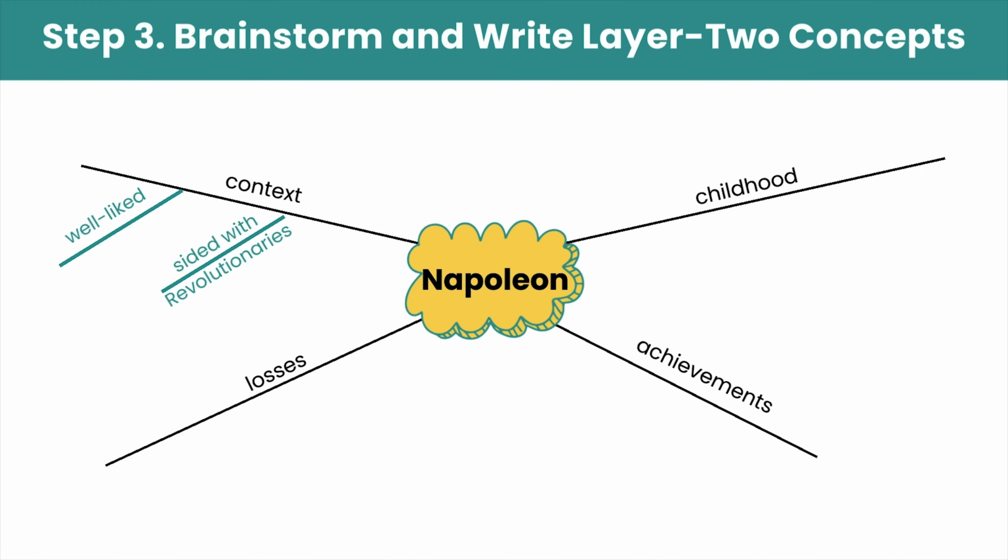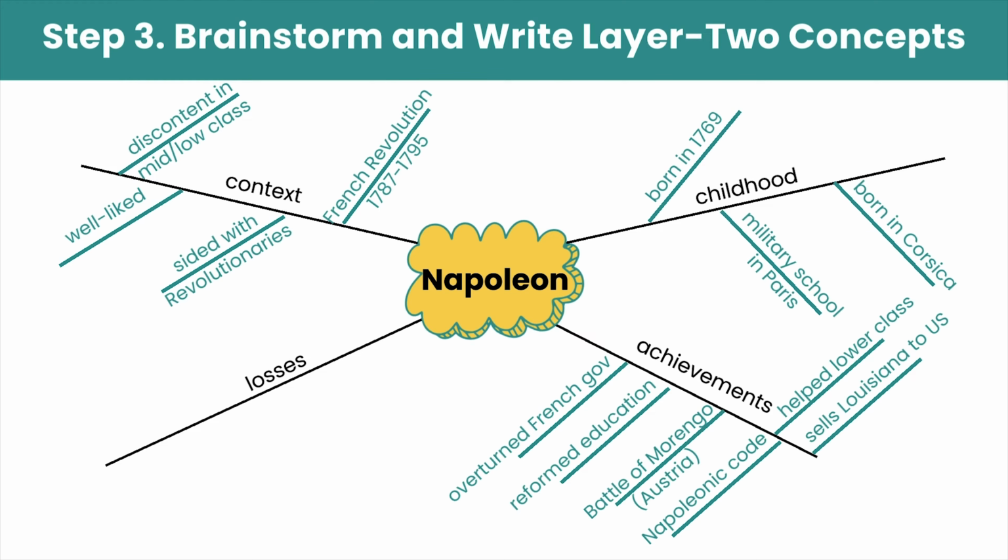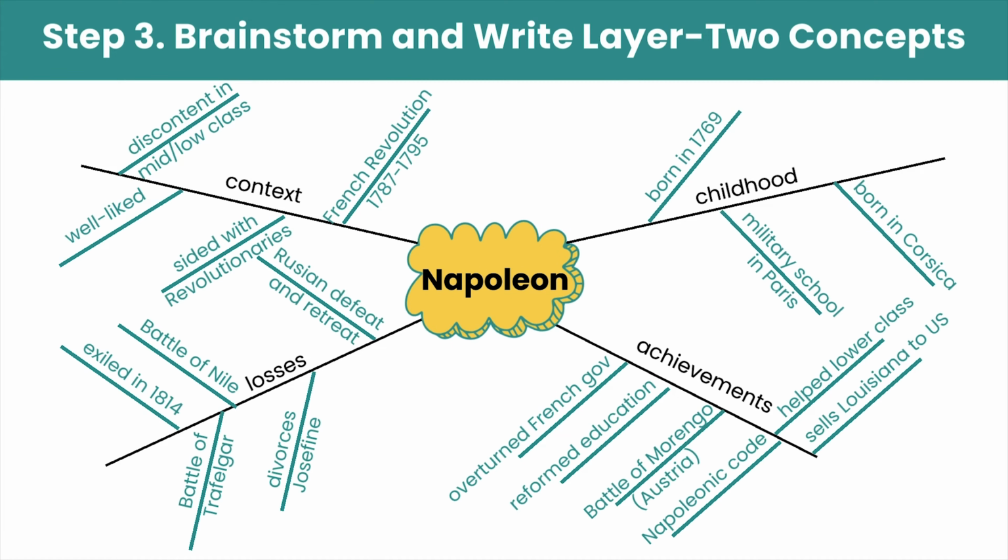All right, so he sided with the revolutionaries. I wrote down the French Revolution. If I didn't know the dates of the French Revolution, then that's something that I would leave blank on my mind map, and that would tell me that I didn't know that information and then I would have to go back and study it. And there was discontent in the middle to lower class. I'm going to go through the remaining branches pretty quickly and I'm just going to add them because it would take forever if I were to do them one at a time.